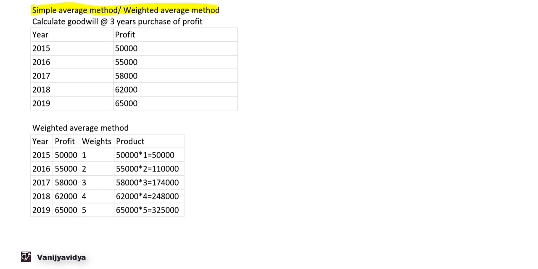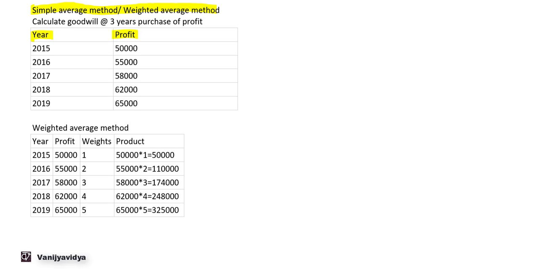That is, in short, this average profit for 3 years is purchased as a goodwill. It is assumed that its average profit of 3 years is purchased as a goodwill. So whatever is the average profit we get, we have to multiply it by 3 to get the value of the goodwill. Then we have year and the profit. 2015 profit is 50,000, 2016 55,000, 2017 58,000, 2018 62,000, 2019 65,000. These are different years and these are different amounts of the profit.